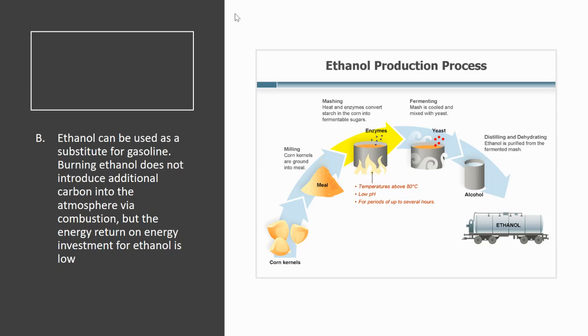That's something they can add to gasoline in order to reduce the amount of carbon dioxide, and it acts as a substitute. So the burning of ethanol, we know, does not really introduce any additional carbon into the atmosphere, but the energy return on energy investment for ethanol, unfortunately, is quite low. And we found that out in our modeling combustion lab when we had to do the ratio at the very end. We saw that it didn't really produce as much energy compared to how much CO2 it may produce, versus methane, which produces more energy for the amount of CO2 it produces.